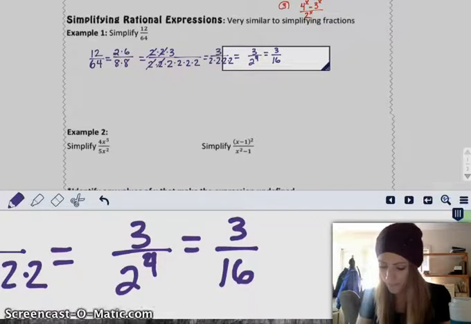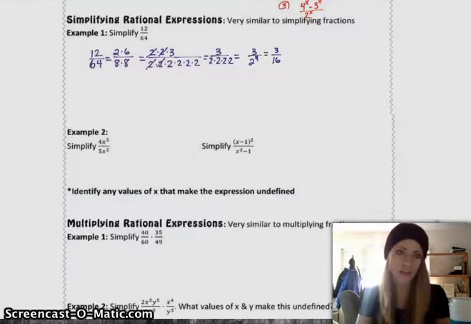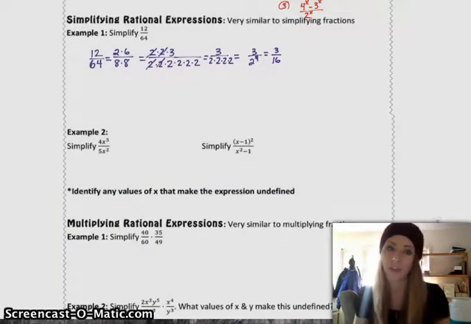Okay, so that would be our fraction simplified, and hopefully that's just a refresher. If not, come see me. We should go over that.